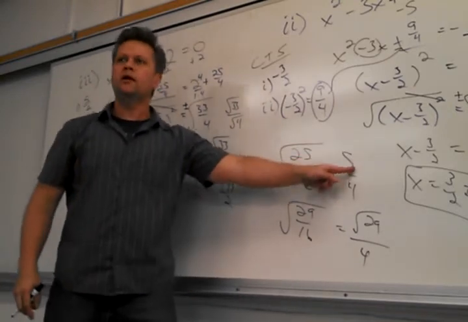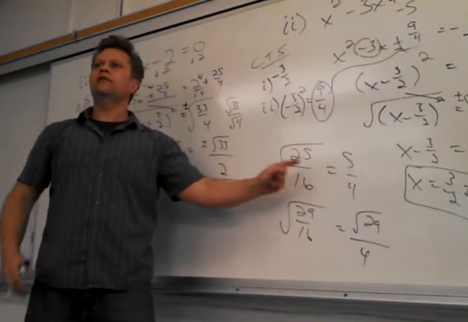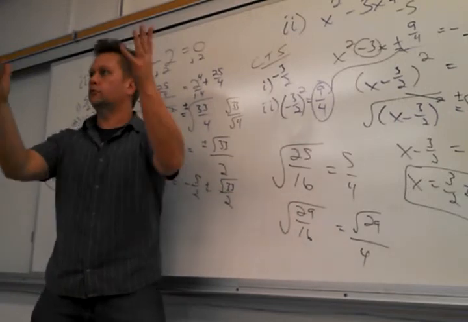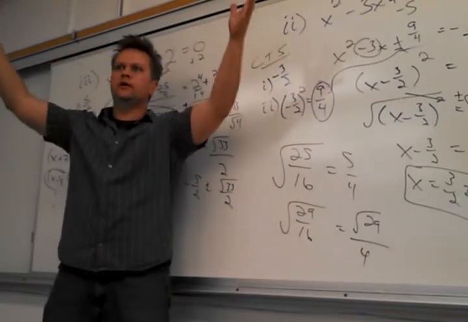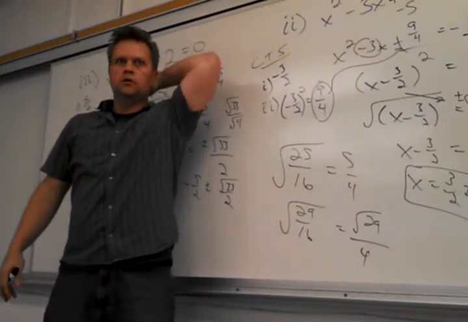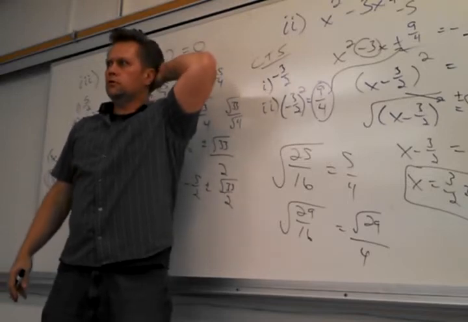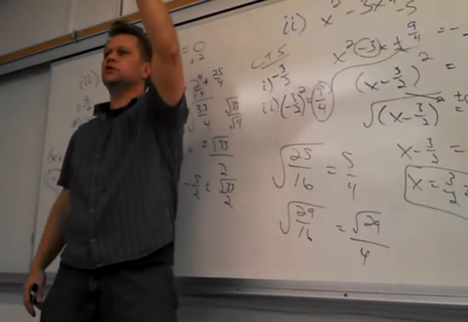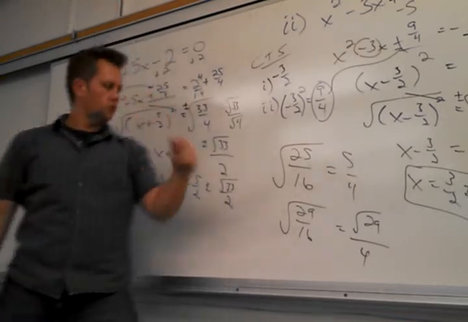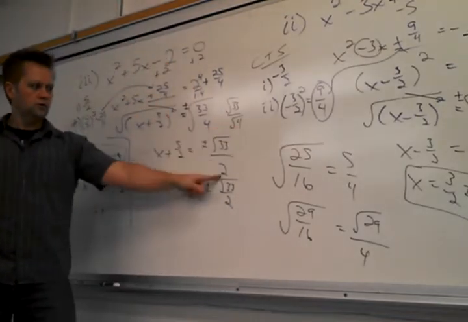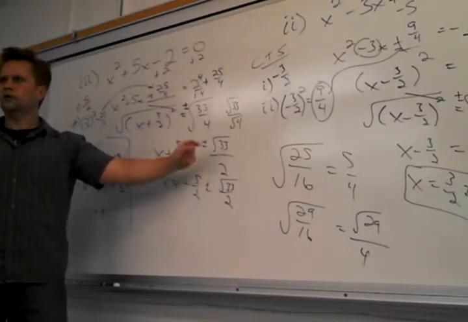Why did I write that one better? Because I could. The square root of 25 is 5. The square root of 29 is, I don't know, 5 point something. So with the square roots, how do you work them? You do the part you can, you leave the part you can't. So I did the part I could, and I left the part I couldn't.